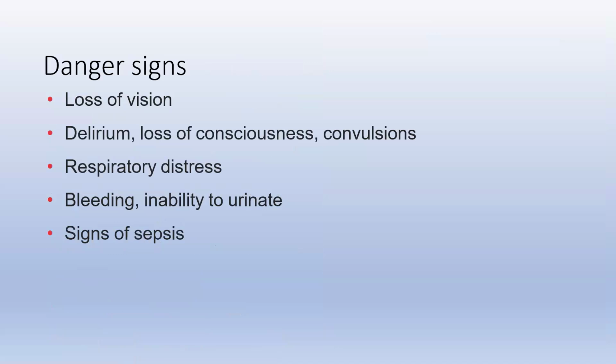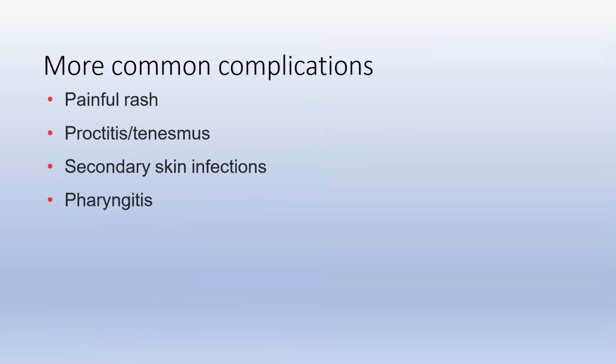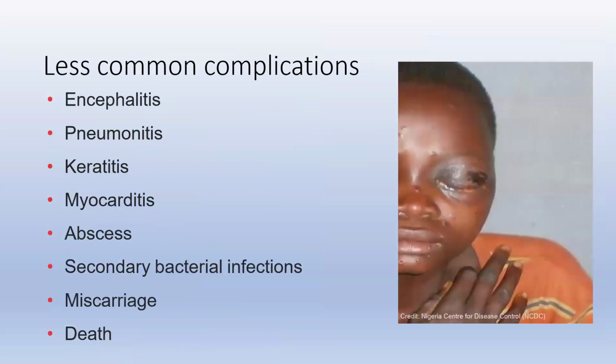Danger signs, what you need to be on the lookout for. It can lead to loss of vision, delirium, loss of consciousness, convulsions, respiratory distress, bleeding, inability to urinate, and also signs of sepsis. The common complications include a painful rash, proctitis and tenesmus, secondary skin infections, and pharyngitis. Less common, as I said, encephalitis, pneumonitis, keratitis, myocarditis, abscesses, secondary bacterial infections. In pregnant women, it can cause miscarriages, and it can even lead to death.